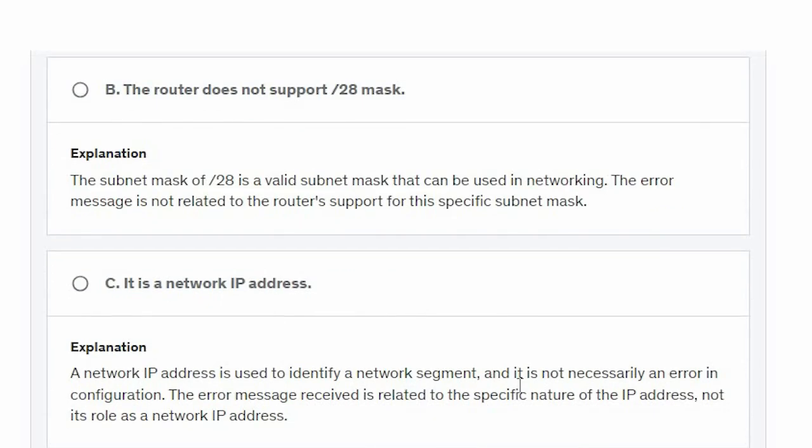The second answer also is wrong because the subnet mask of /28 is a valid subnet mask that can be used in networking. The error message is not related to the router's support for this specific subnet mask, so this one also is wrong.